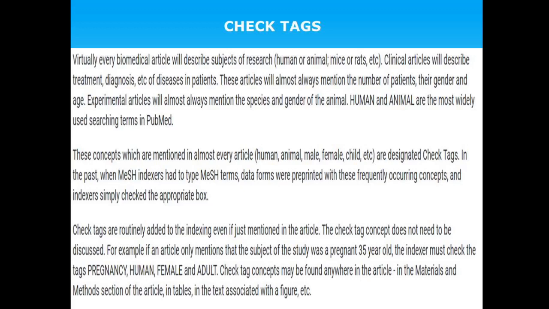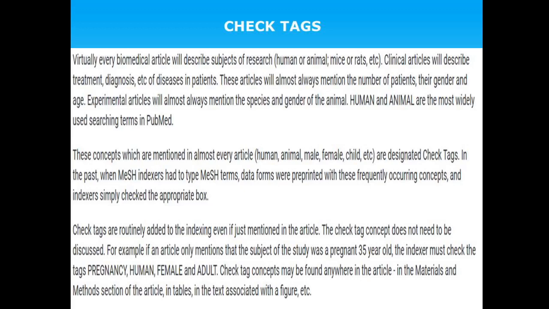In case of clinical research, what they will describe, they will identify the treatment. So for the fever, this is the best way to treat it. For depression, this is the best way to treat it. They will identify based on certain experiments. So a clinical article will cover aspects like treatment, diagnosis, diseases in patients, whereas a biomedical article will describe subjects like human subjects, animal subjects, so on, right? So these articles will always mention common data like number of patients tested, the gender proportions like this many males, this many females, and the age details also. And experimental articles will mention the species and gender of the animals, right?